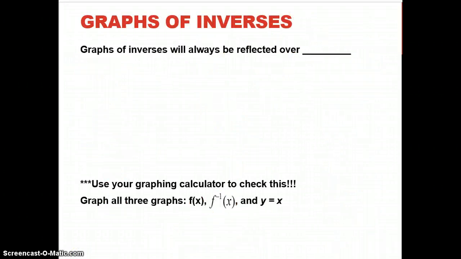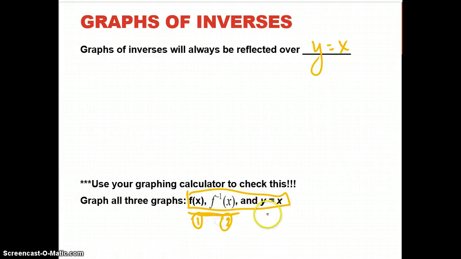Anytime you graph an inverse function, it will always be reflected over the line y equals x. So when you find the inverse, I want you to graph all three. I want you to graph the original, graph the inverse, and also graph the line y equals x. You will see that these lines are reflected over y equals x.